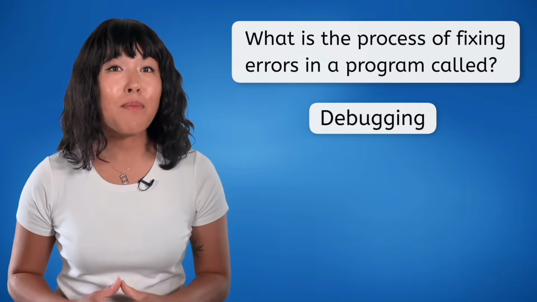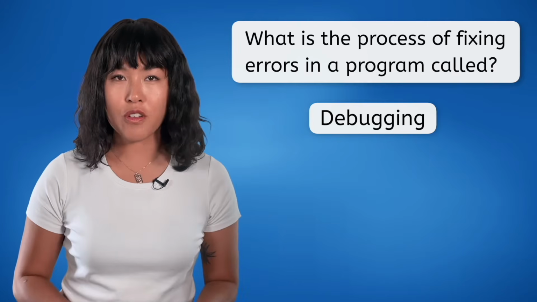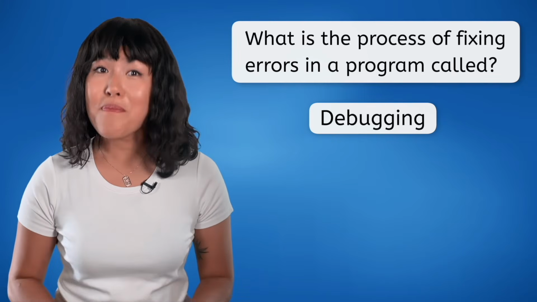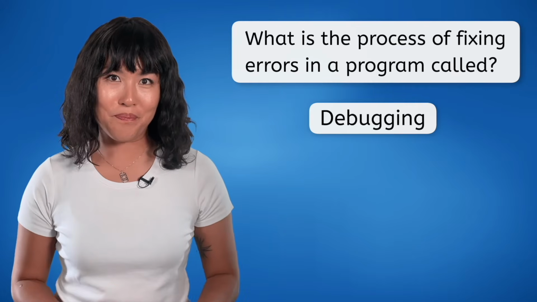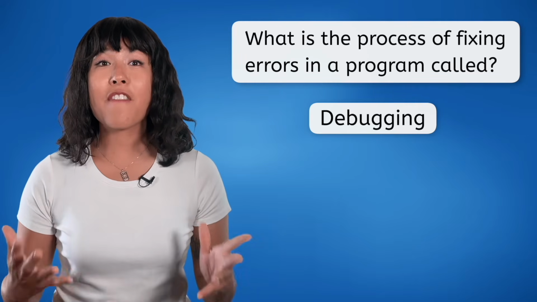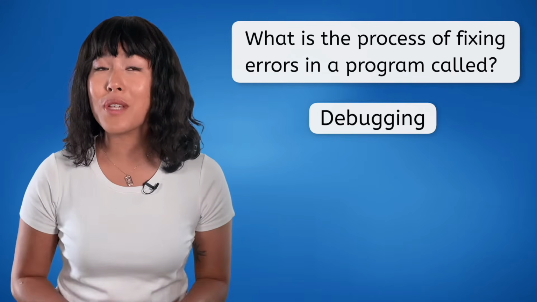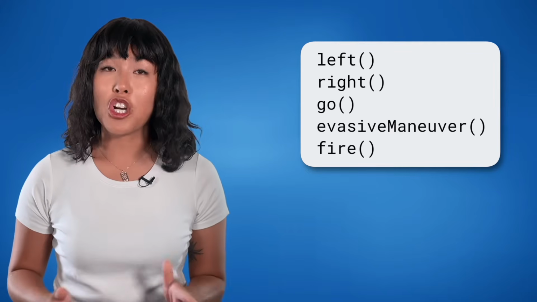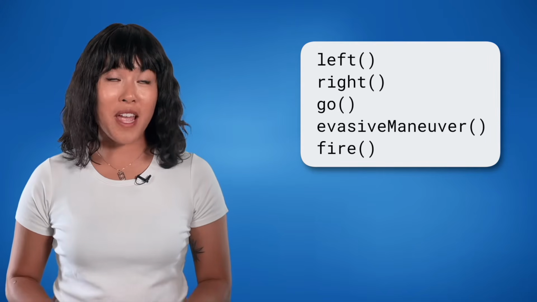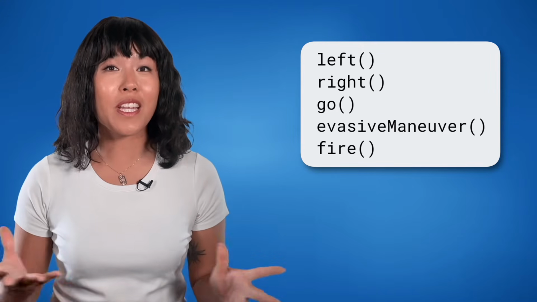Debugging. Debugging can sometimes be like solving a mystery. You're not sure what's wrong, so you have to look at what's happening and retrace your steps to the problem. For this task, we have 5 mystery functions that may not work quite as you'd expect. They are named left, right, go, evasive maneuver, and fire. What is one way you might go about finding out what each function does?